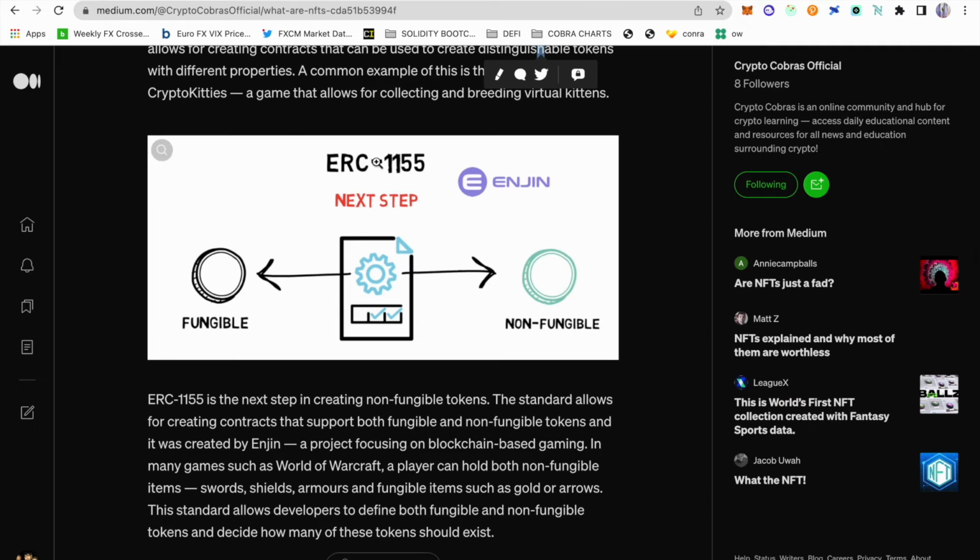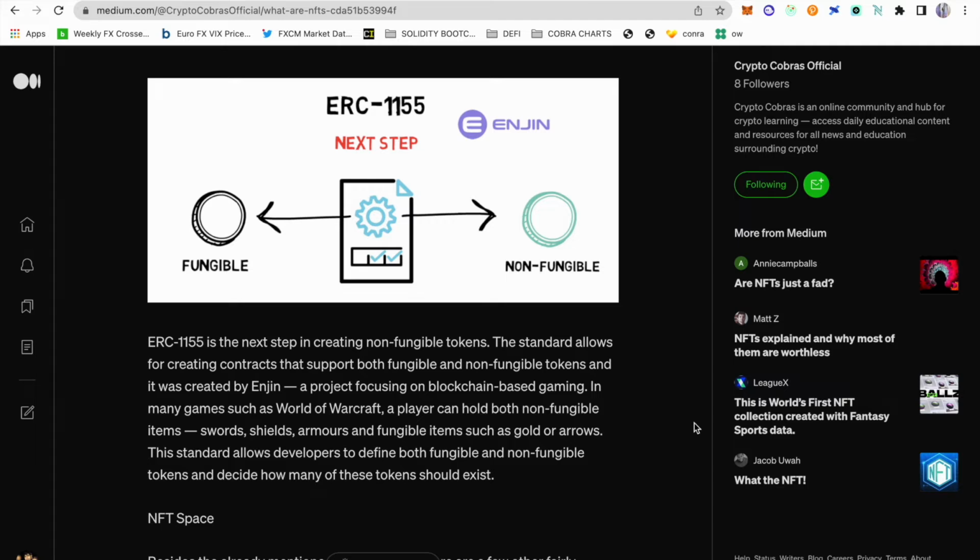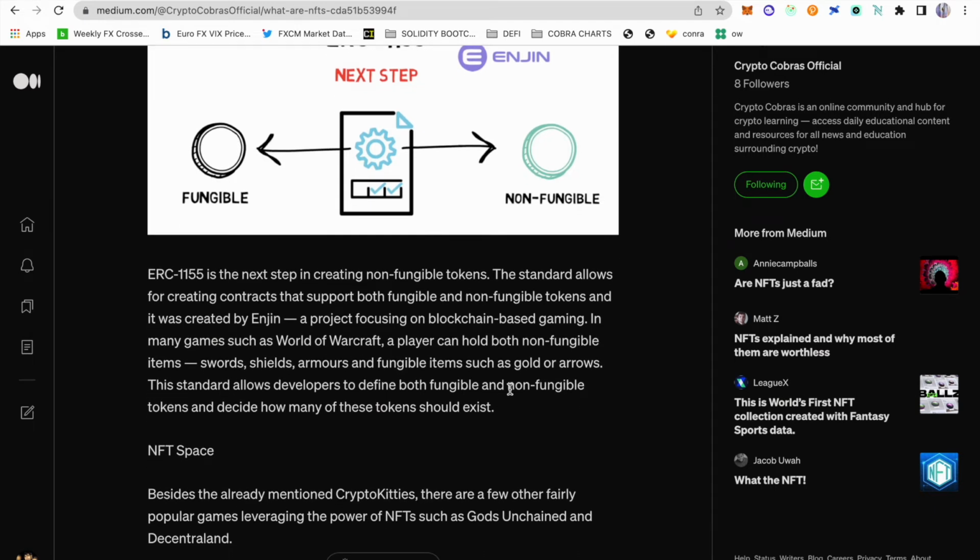Next up is ERC1155. ERC1155 is the next step in creating non-fungible tokens. The standard allows for creating contracts that support both fungible and non-fungible tokens, and it was created by Enjin, a project focusing on blockchain-based gaming. In many games, such as World of Warcraft, a player can both hold non-fungible tokens such as swords, shields, armors, and fungible items such as gold or arrows. This standard allows developers to define both fungible and non-fungible tokens and decide how many of these tokens should exist.